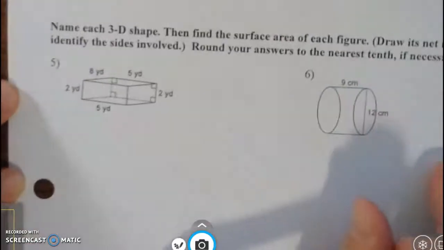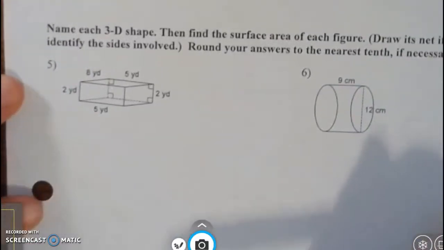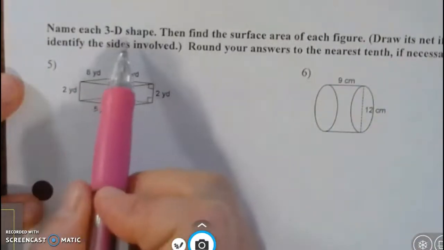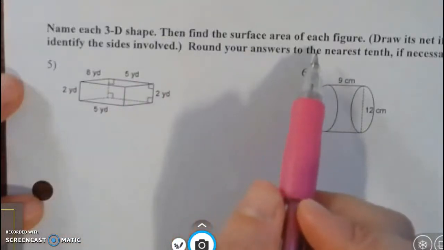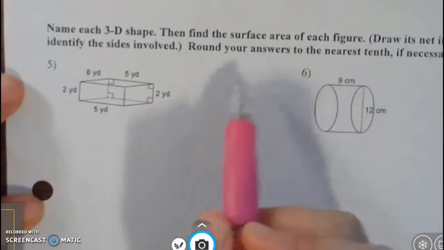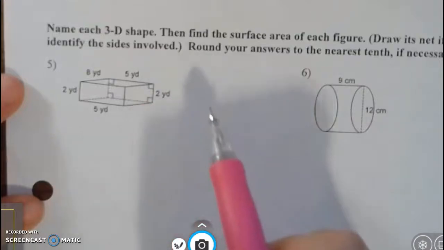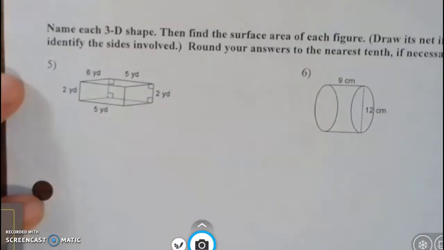Alright, so now let's move on to number 5, 6, 7, 8, 9, 10. Name each of the 3D shapes, then find the surface area of each figure. Draw its net if that helps you identify the size involved. Round your answers to the nearest tenth if necessary.